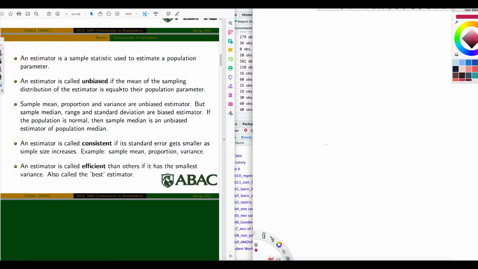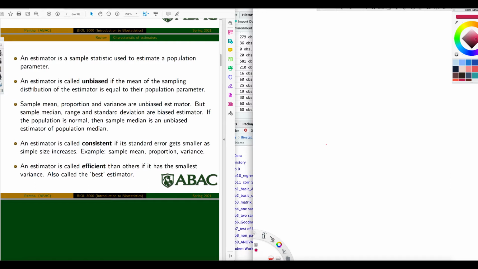For example, the mean. If you want to know the mean of the whole population, what you do is find the mean of the sample, and then use that number for the whole population. That is the estimator for the population mean. Sample mean is the estimator for the population mean. Similarly, if you want to estimate the population proportion, you can use the sample proportion, that is the estimator for the population proportion, and so on.